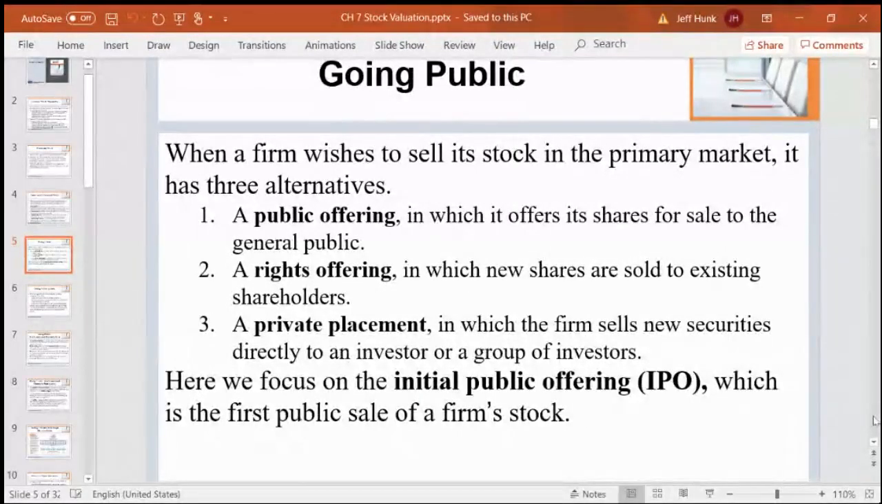And other than public offering, there's something called a rights offering. And what does a rights offering mean? Instead of making a public offering, if they need to raise additional capital, let's say $10 million, then of course they will issue new shares, but they offer them to the existing shareholders first, right?